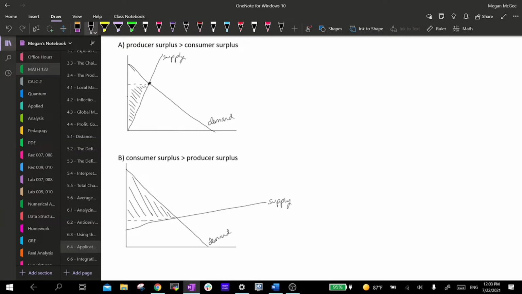And these are both just examples. There are several different supply and demand curves that could work for this. All right, this is just one instance.